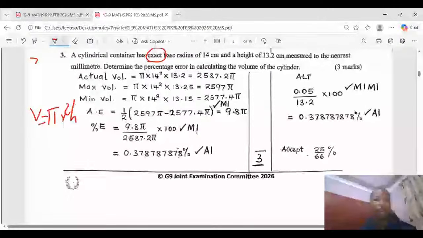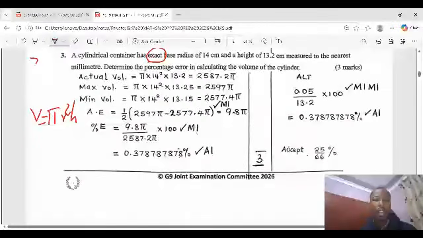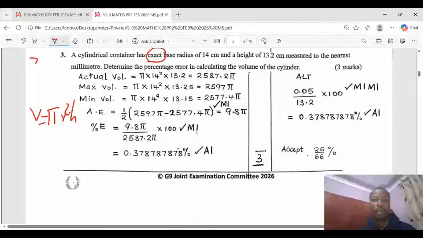So if you are finding the volume, then you have to multiply by the radius squared, which is 14, multiply by the height, which is 13.2. You get 25.82 pi. Maximum volume. How do you find maximum volume?